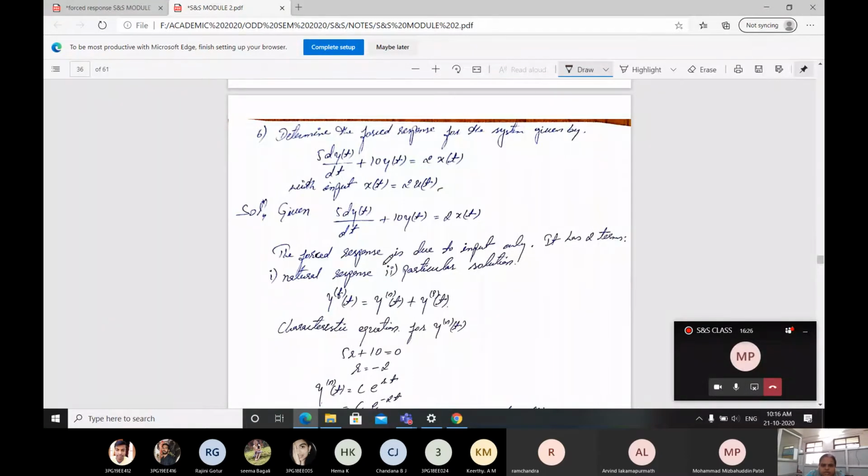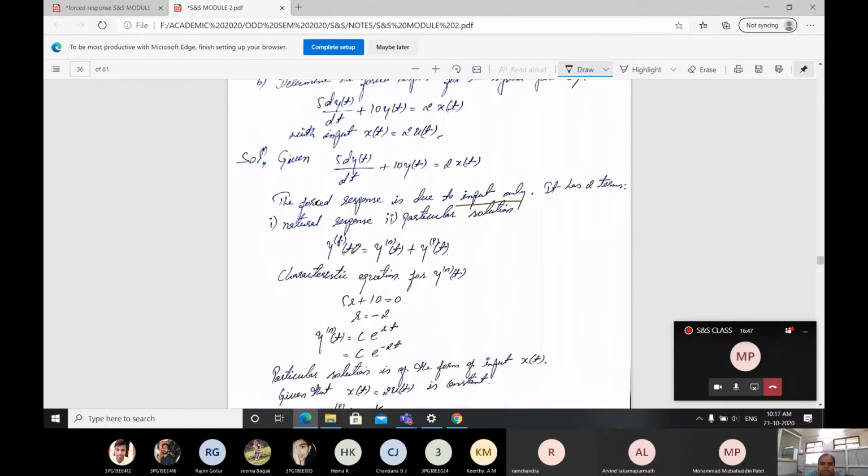The forced response is due to the input only. It has two terms, the natural response and the particular solution. That is, y f of t is the natural response, represented as y n of t, plus y p of t. When we find the natural response, first we have to write the characteristic equation. The characteristic equation is taken when x of t should be 0, right?